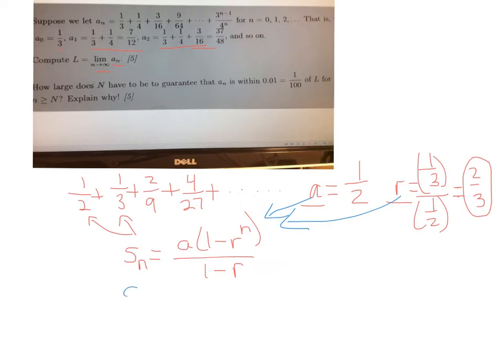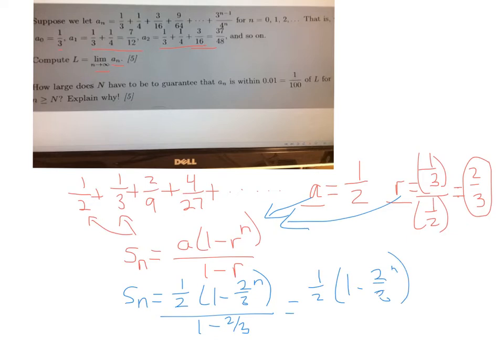So the sum of n terms for my series would be 1/2 times 1 minus 2/3 to the n, over 1 minus 2/3. So I have 1/2 times 1 minus 2/3 to the n, sorry, that's messy, over 1/3. If I multiply 1/2 by the reciprocal of 1/3, I end up with 3/2 times 1 minus 2/3 to the exponent n.